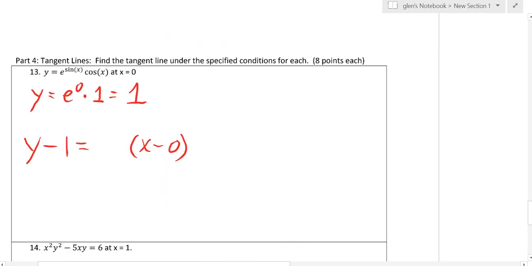That slope comes from the derivative, so we're going to derive it. And y prime is going to be, by the product rule, the derivative of e to the sine x is e to the sine x times the derivative of sine x, which is cosine x. Okay? But there's already a cosine x there that I got to multiply by, so it's really going to be cosine squared x plus.